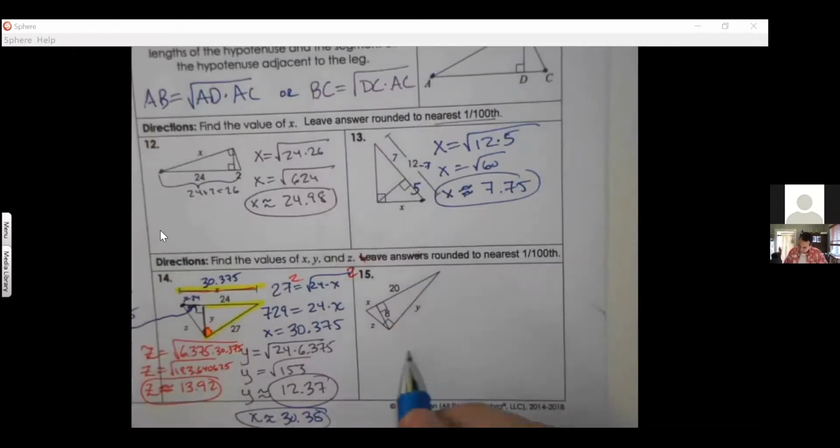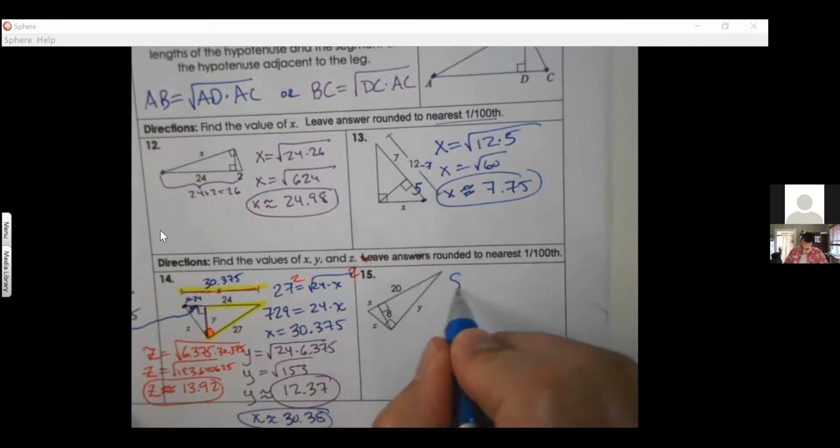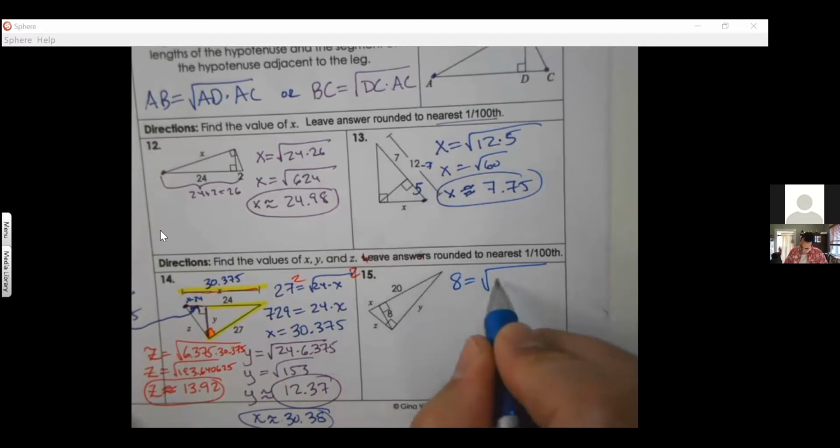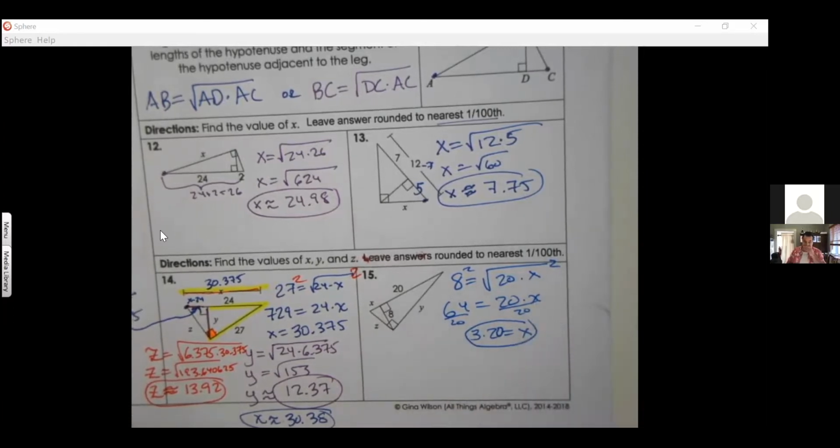Let's try it over here. So if I go to y, I'm going to have y is equal to square root of 20 times 20 plus x. That gives me two variables. If I do z, it gives me z is equal to square root of x times x plus 20. Nope, that's too much, but I'll use the 8. So 8 equals square root of 20 and x. Square both sides. 64 equals 20 times x. Divide by 20. I get 3.2 equals x. Add a 0 in to show it's precise because it says round to the nearest hundredth.